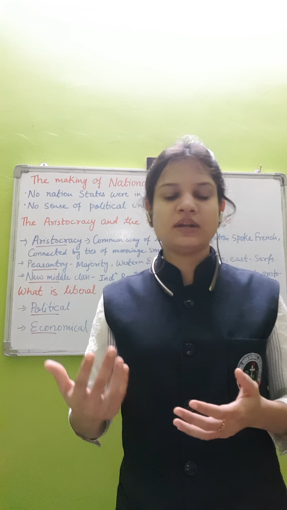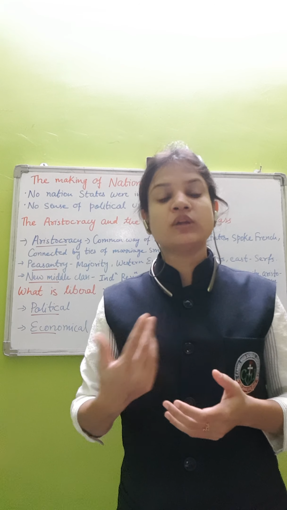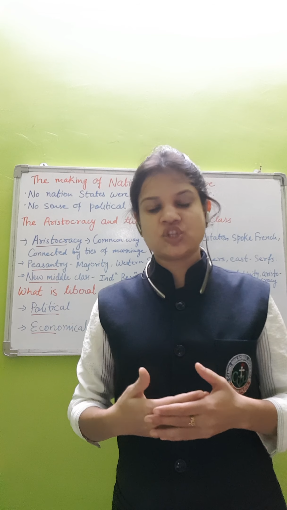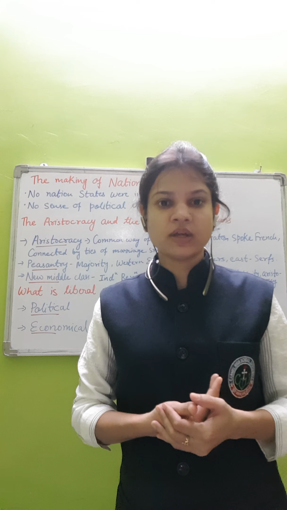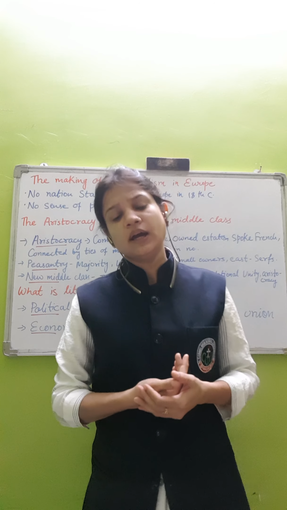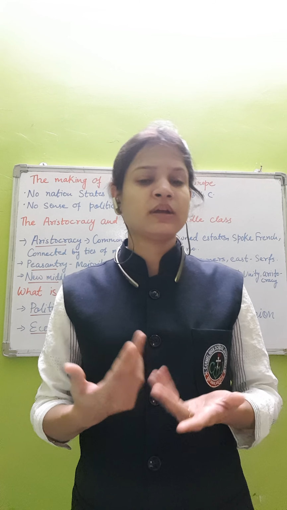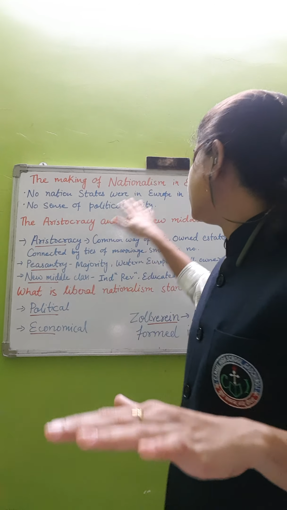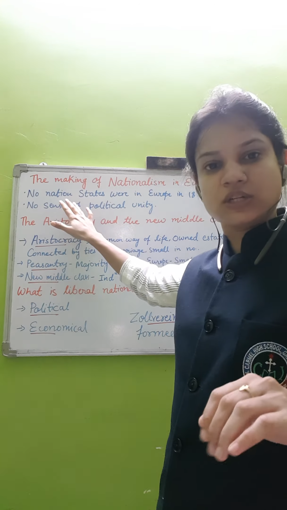For example, it is given in your book about the Habsburg Empire, about Hungary. In Hungary, almost 50% of the population was speaking the Magyar language, and the other 50% were speaking different languages. Similarly, in Croatia, the aristocracy was speaking Polish, and other people were speaking different languages. So many diversifications were there that it was difficult to create the sense of unity that we all are one. That sense was not developing in European people. So till the 18th century, no concept of nation state was there.